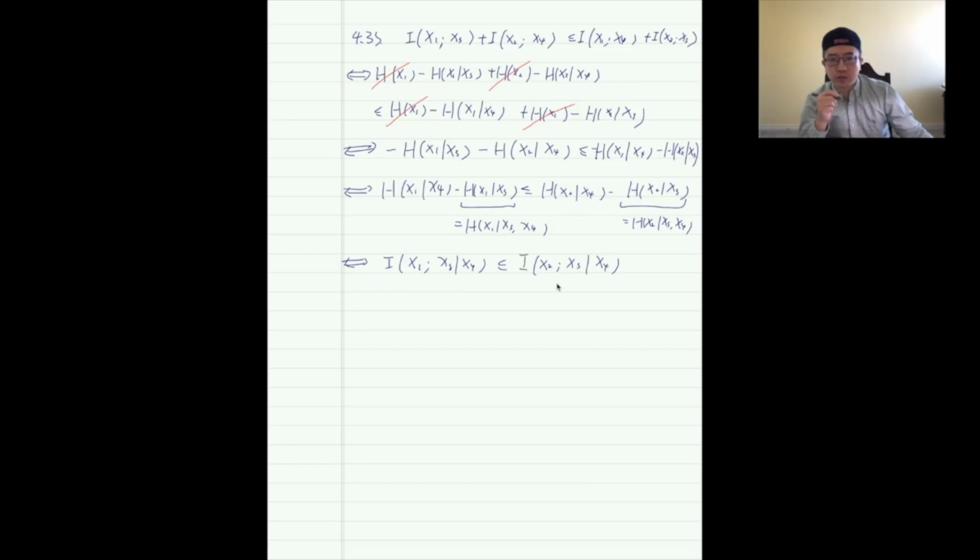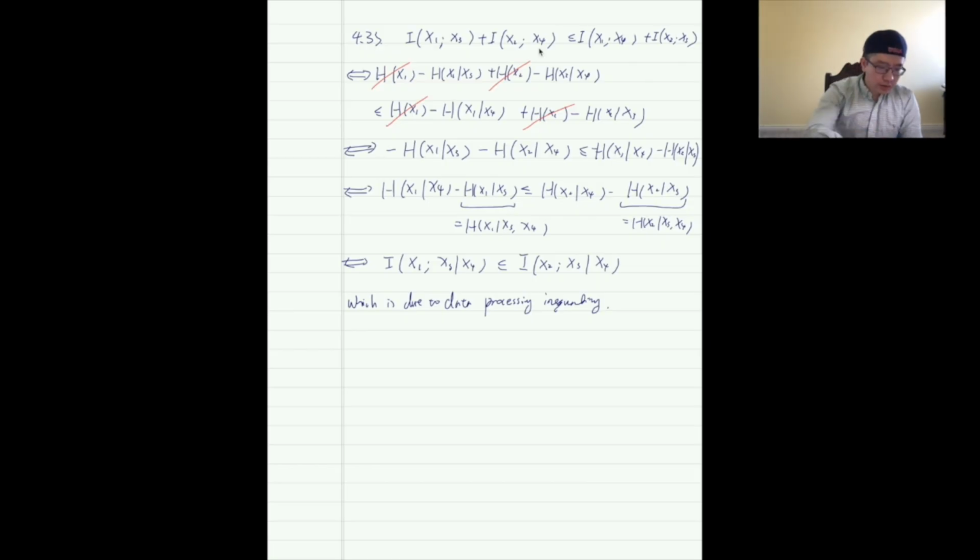Now, can we see which one is bigger? Clearly this one is bigger. What's the reason? It's because of the data processing inequality. So let's say this is due to the data processing inequality, and then we've finished the proof. When we write the proof, we just need to start from here, and then we can go back up to the top.